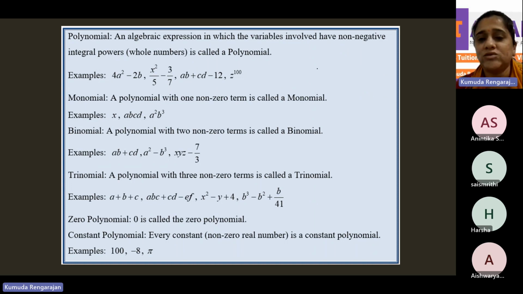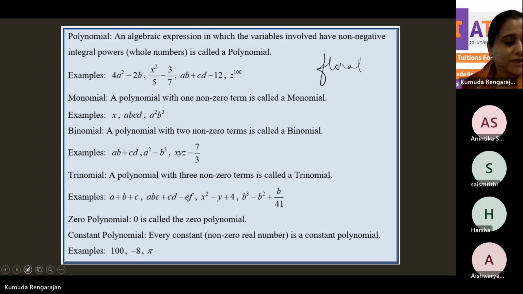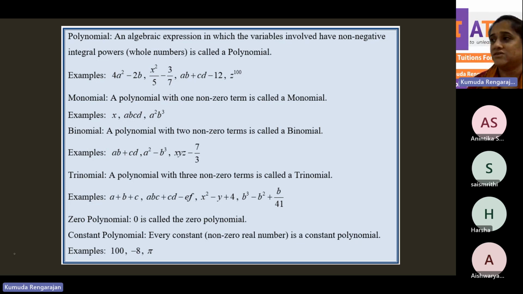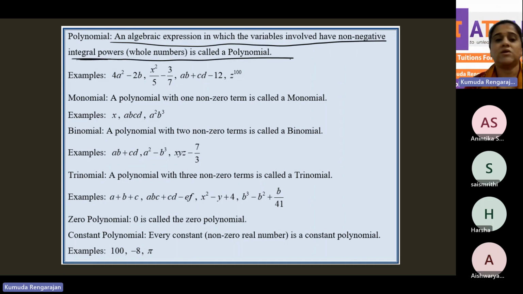Integral means of integers. Like if you say my dress has some floral design, it means it's made of flowers. So my kurti has floral patterns in it, meaning it's made up of flowers. Some design using flowers is floral, so of integers is integral. So integral powers is called a polynomial. This is the definition of a polynomial: an algebraic expression in which the variables involved have non-negative integral powers is called a polynomial.